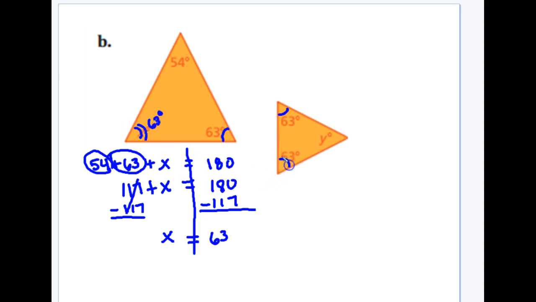And look, I have a match. So that means since I have two matching angles, the third one is also going to be matching. So y is going to measure 54. So I'm going to say the triangles are similar. Let's abbreviate triangle.